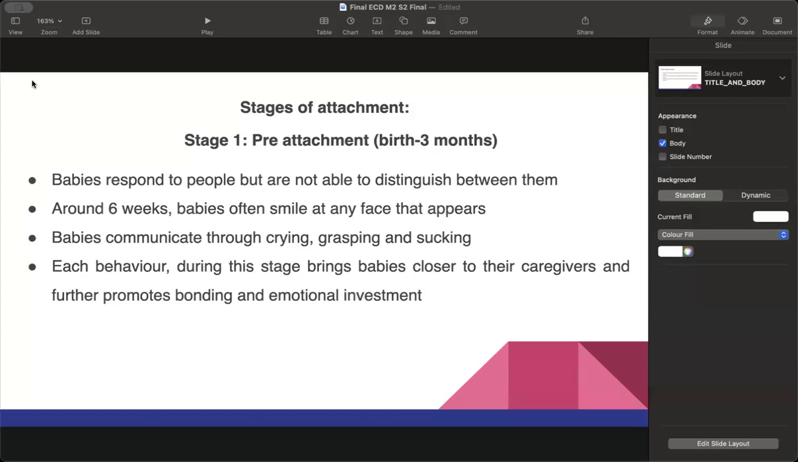You're welcome. All right. So the first stage of attachment in the first trimester is pre-attachment. That is when the child doesn't know anybody, it doesn't know anything.